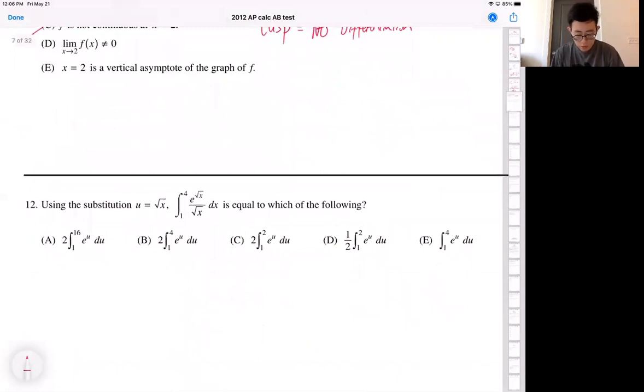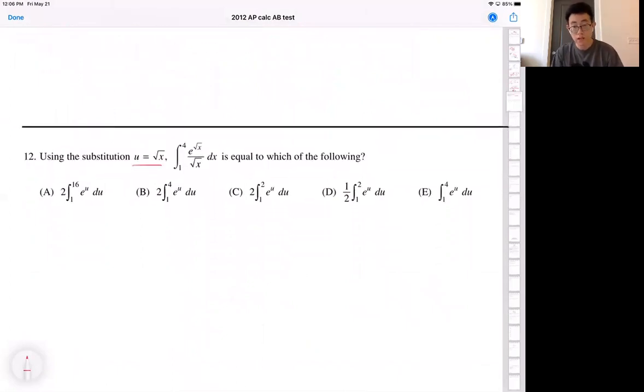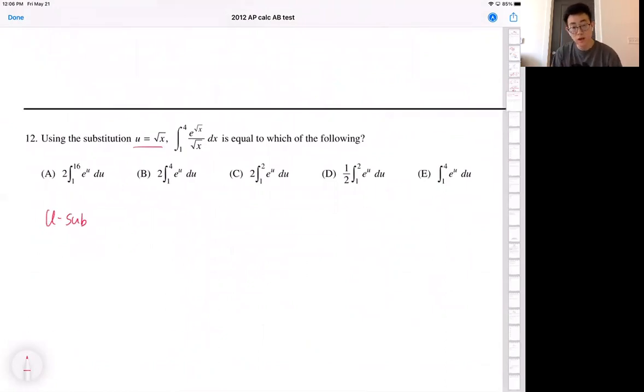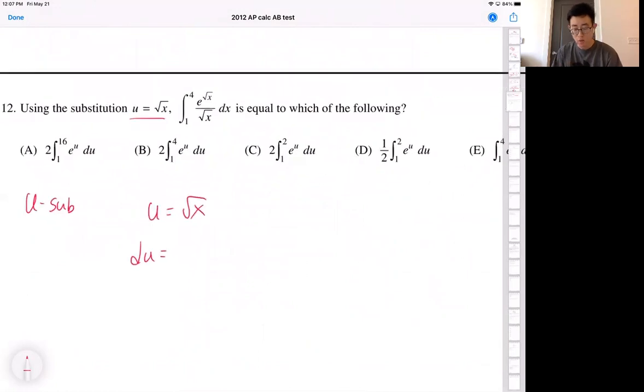Number 12, using the substitution u is equal to square root of x, we usually call this the u-sub method, the integral of e to the power of square root of x over square root of x dx. When you're using u-sub, you first call u the square root of x, but then you need to differentiate that in terms of x to find out what du actually is. Square root of x is the same as x to the power of 1/2. So if you differentiate using the power rule, you get 1/2 x to the power of -1/2. You move the exponent to the front and subtract 1 from the exponent to get -1/2.